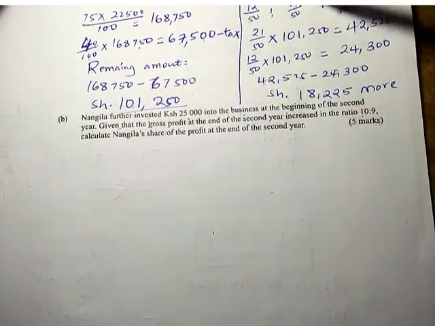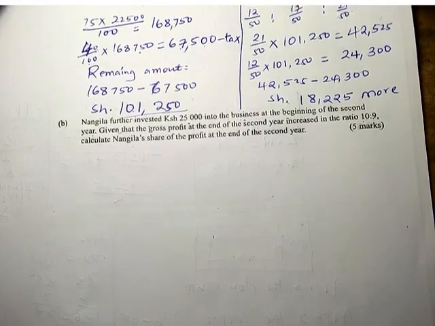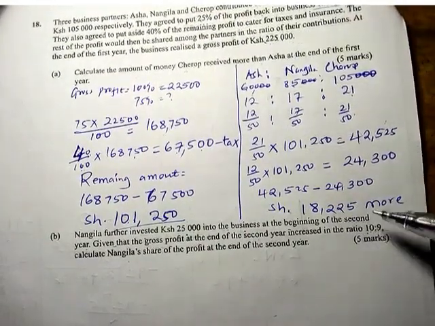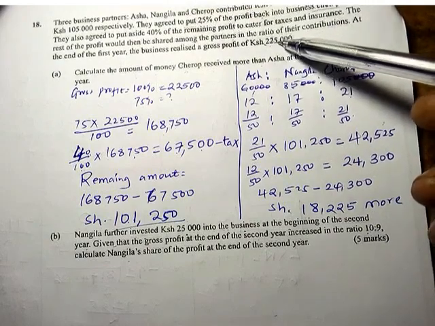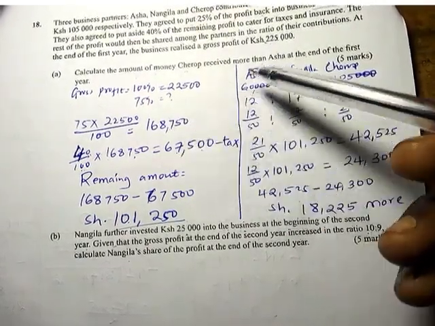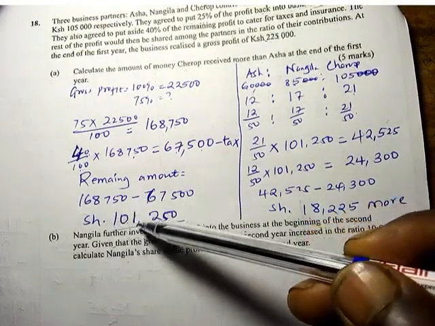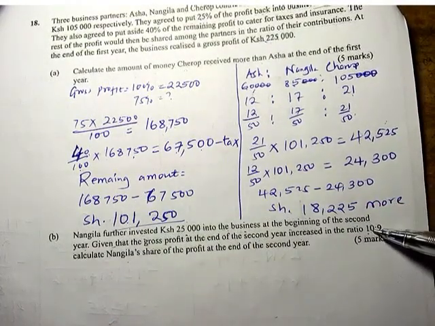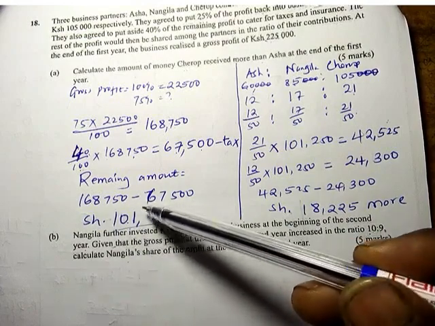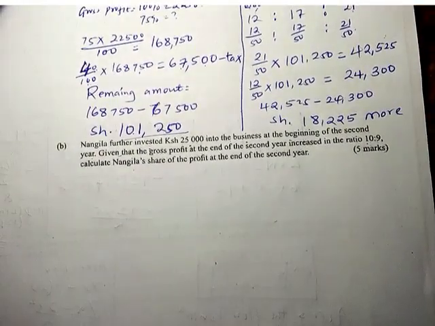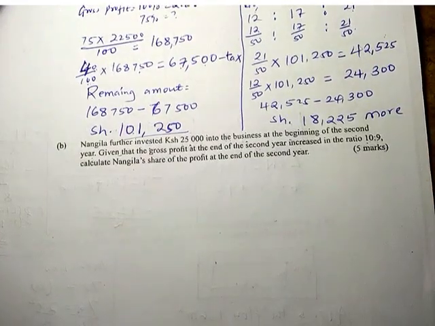So if the gross profit increased in this ratio, there is no need to start here and then go back to subtract here. So what I will do is increase the money to be shared using this ratio. This is the money that will be shared, so I increase here to avoid too much cash.